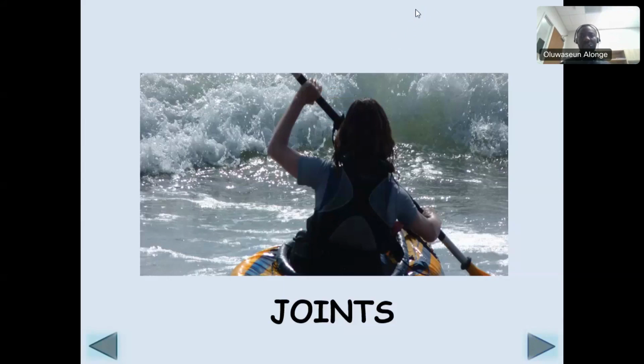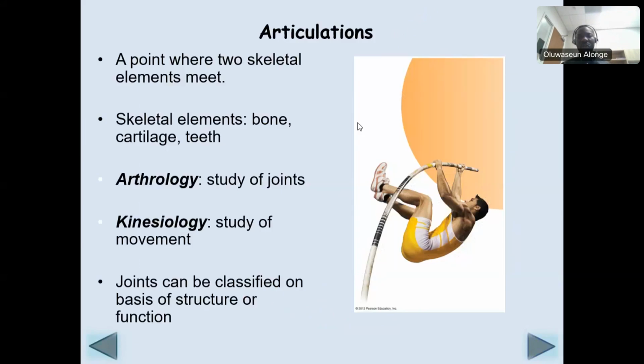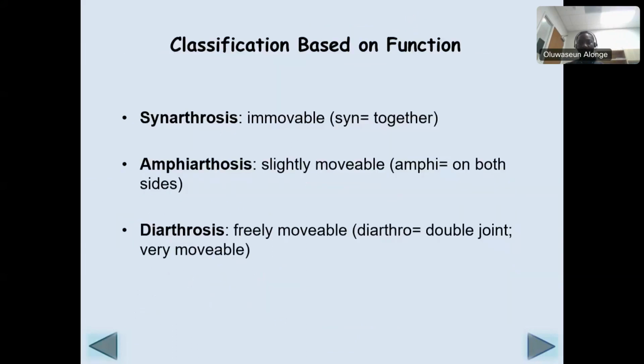So, joints. When you talk about joints, we are talking about a point where two skeletal elements meet, and the skeletal elements are bones, cartilage, and teeth. Now, the study of joints we call arthrology. Arthrology is the study of joints. Then kinesiology is the study of movement. Right? Joints can be classified based on structure and based on function. So we'll go through both classifications in this video.